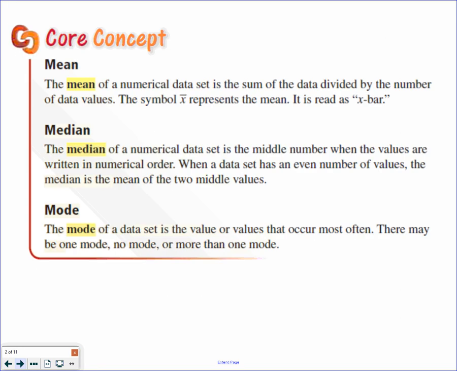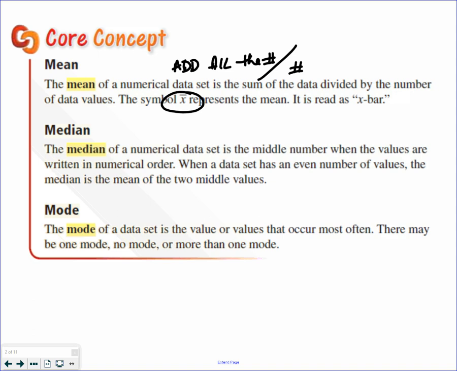Mean, in a numerical data set, is the sum of the data divided by the number of data values. So therefore, you're going to add them all up. Add all the numbers, and then divide by how many numbers there are. So you're going to add them all up and divide by how many there are. Now, the mathematical symbol for that is an X with a bar over the top of it, or X bar.